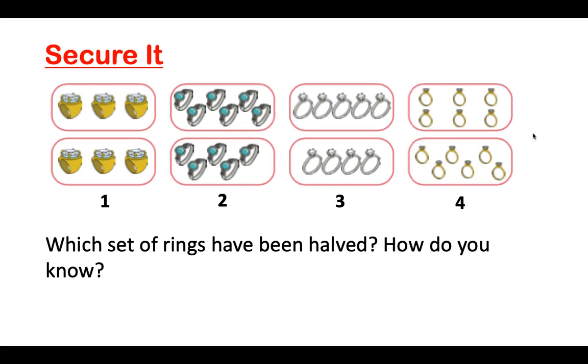So I'll give you a little clue. There are 2 sets of rings that have been halved. So find which these are, 1, 2, 3 or 4, and tell me how you know. Okay, so pause your screens and have a go at that for me.